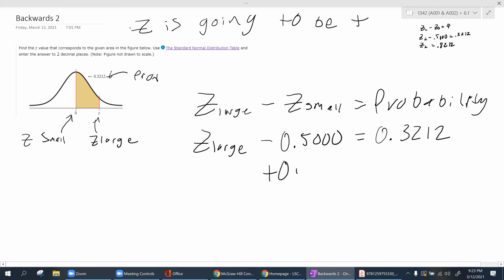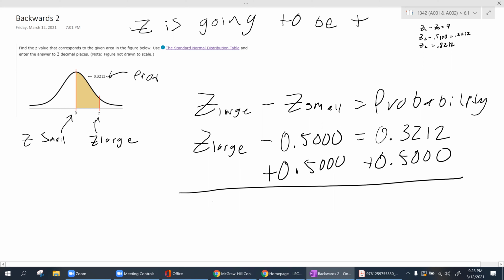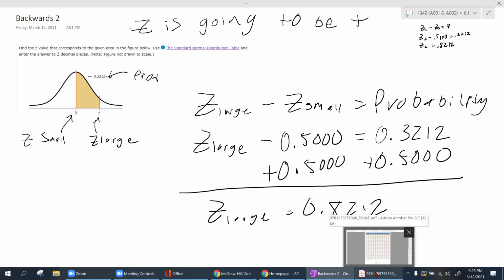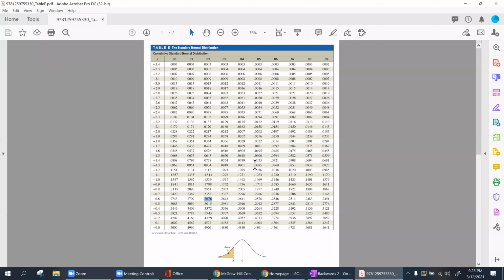Again, I'm going to solve for Z here. I'm going to add this to both sides, and we get Z large is equal to 0.8212. Remember, this isn't our final answer. We need to find the Z number that corresponds to that probability. We're going to go to the middle section, because we're working backwards, and look for 0.8212.